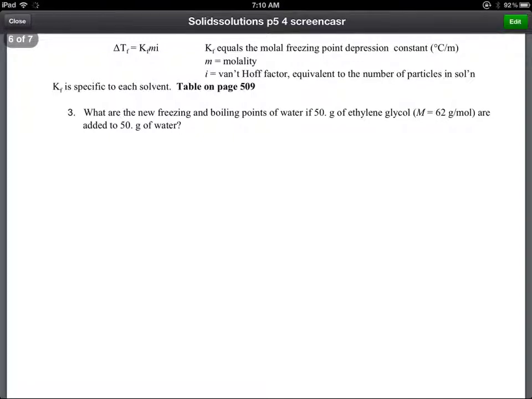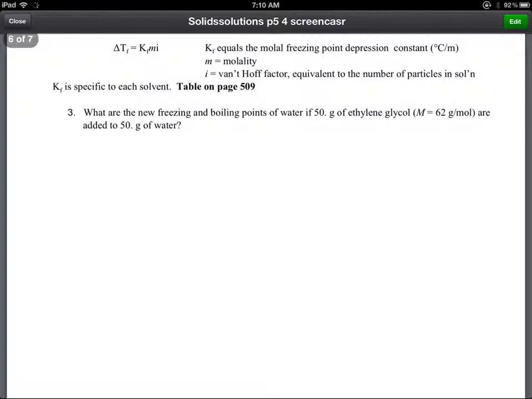Okay, and the equation for freezing point depression is very similar to the equation for boiling point elevation. The thing you have to remember is one goes up and one goes down. And again, if you can remember that analogy with the salt, it makes the freezing point lower. If you can remember that one, just remember they're opposite, and boiling goes up.